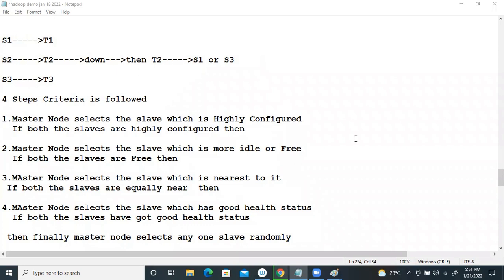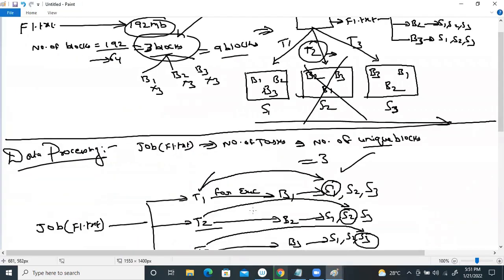Okay, this is the 4 steps criteria that will be followed while assigning the task T2 to the slave S1 or S3. Likewise, while assigning the task P1, it is to be assigned to S1. Why to S1 only? Here also the 4 steps criteria is followed.